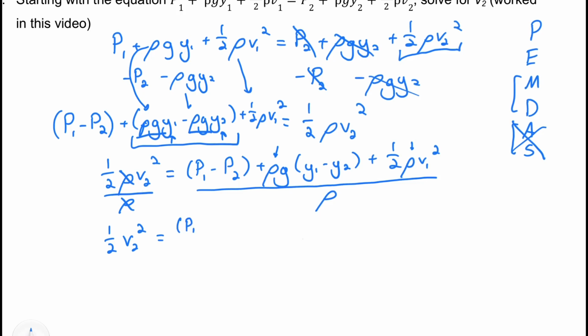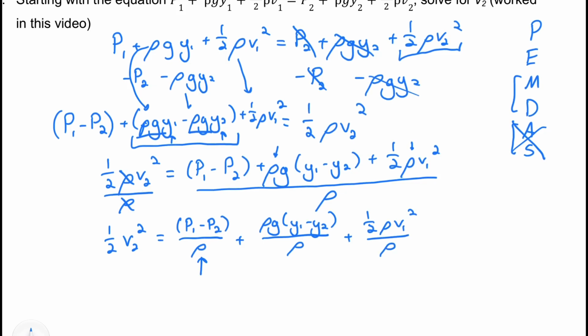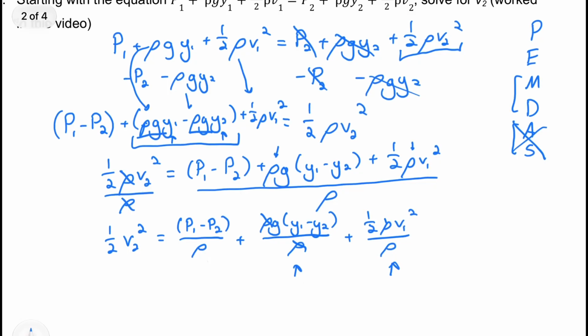So we've got P1 minus P2 with rho at the bottom, plus rho g times y1 minus y2 divided by rho, and then plus 1/2 rho v1 squared divided by rho. In the first term we can't do anything about the rho because there's nothing for it to cancel. But in the second term we can simplify, because we have a rho in the numerator and a rho in the denominator, and the same thing in the third term. So those rhos will cancel out.